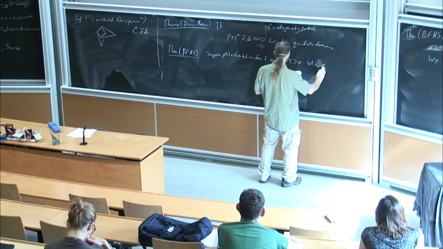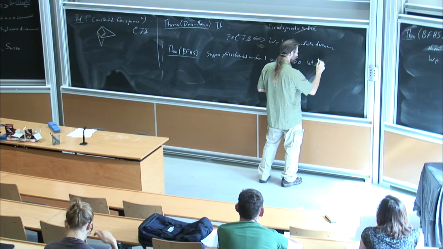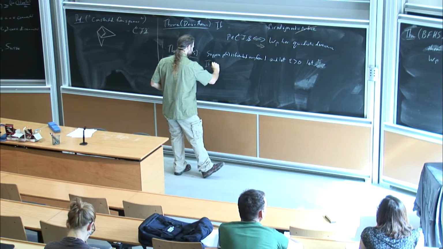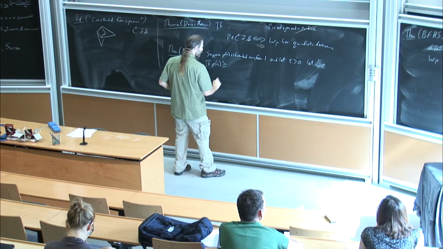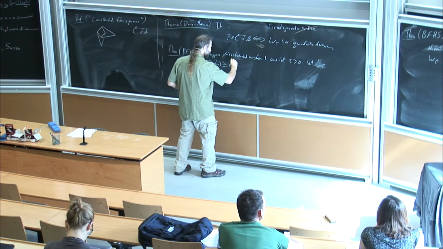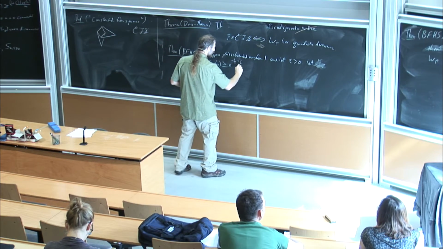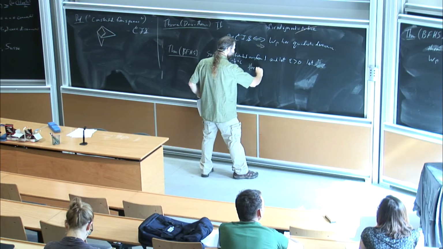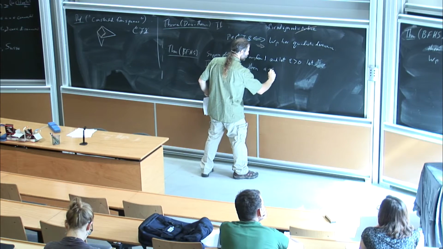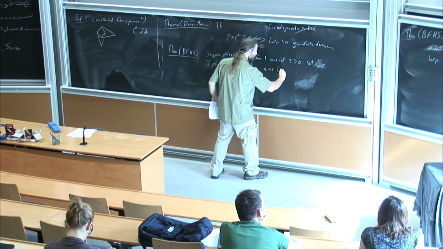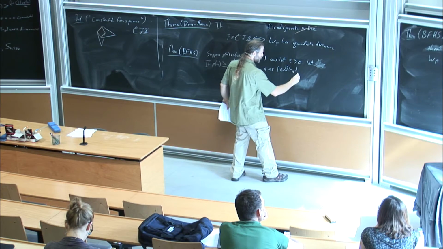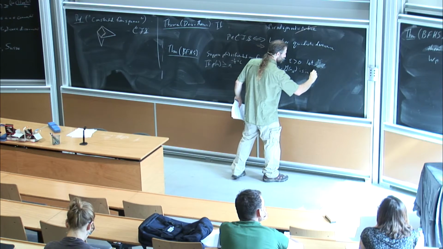Actually, do I want to even say this? Let's say it like this. If p_n is bigger than or equal to n to the minus 1/2 plus epsilon, then asymptotically almost surely gamma in G(n,p) is in CFS.